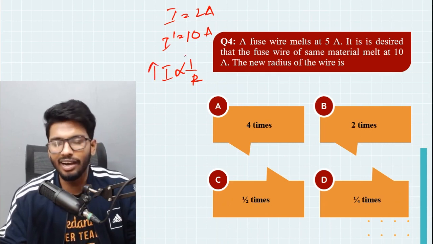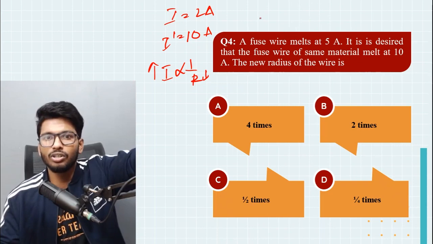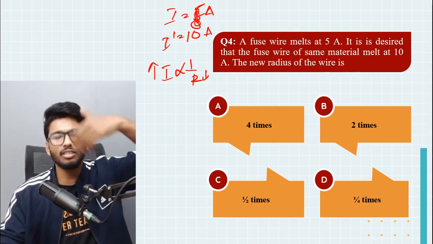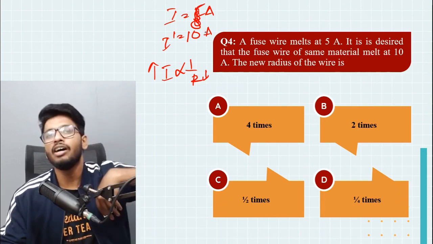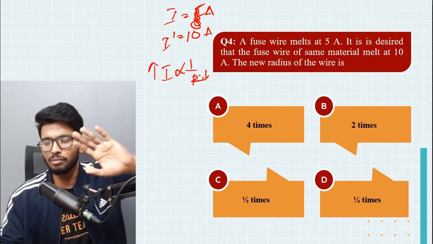You want the current to be high, which means the resistance has to be low, because you want to increase it to twice the original current. So this is 5 amperes. No, it's basically twice of the original current, which means that your resistance has to be 2 times lesser. If your current has to increase 2 times, then your resistance has to become 2 times lesser.